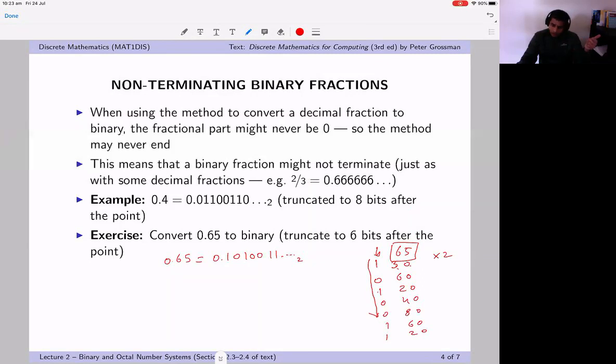So on the third place, we'll get 1. And then 20 times 2 is 40, carry forward 0. 40 times 2 is 80, carry forward 0, and so on. And then we simply list these numbers to get the binary expansion of these fractional parts.